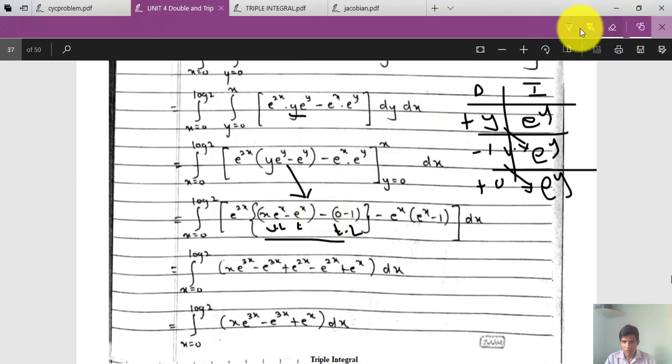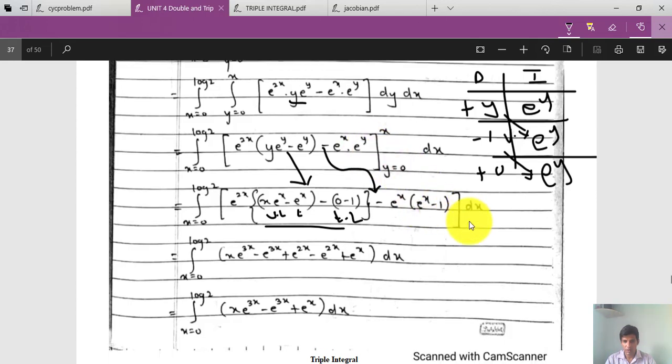Okay, now here I have taken minus, so the minus sign will be retained here. Again I have to substitute the limit, that is e power x. I have to evaluate it only for the e power y variable. So if I substitute x in the y variable, it turns out to be e raised to x minus, that is, anything power 0 is 1, right?